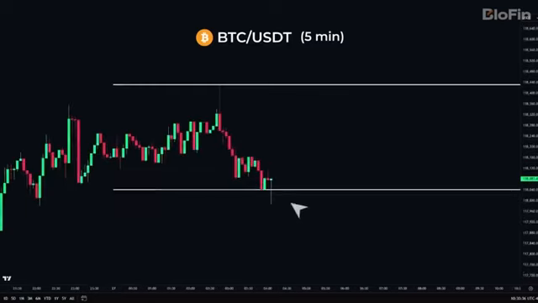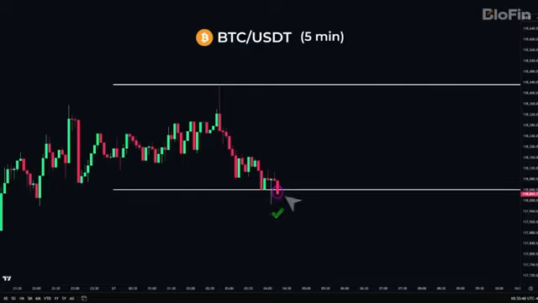In this example, we can see that price came down and broke below the range low. However, the candle didn't actually close below it, only the wick. That means the setup still isn't valid. But shortly after, we see another breakout, but this time, the candle does close below the range low. So that's the confirmation we needed.